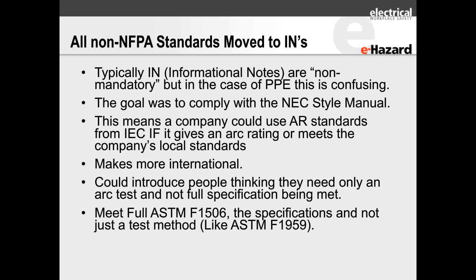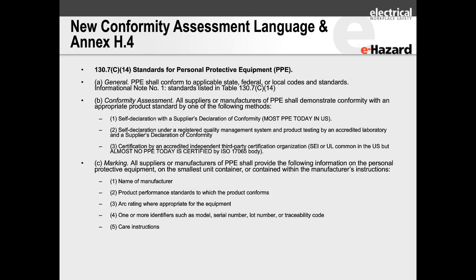The H.4 new conformity assessment language. Now, remember, the annexes are non-mandatory, but there is mandatory language on conformity assessment in 130.7(C)(14)(b). B says that we can self-declare, which is what almost all PPE in the U.S. today is: self-declared. The testing is happening. The companies are certifying it themselves. They don't use a third-party certifier because there's really not a third-party certifier that's been involved in this committee for very long.